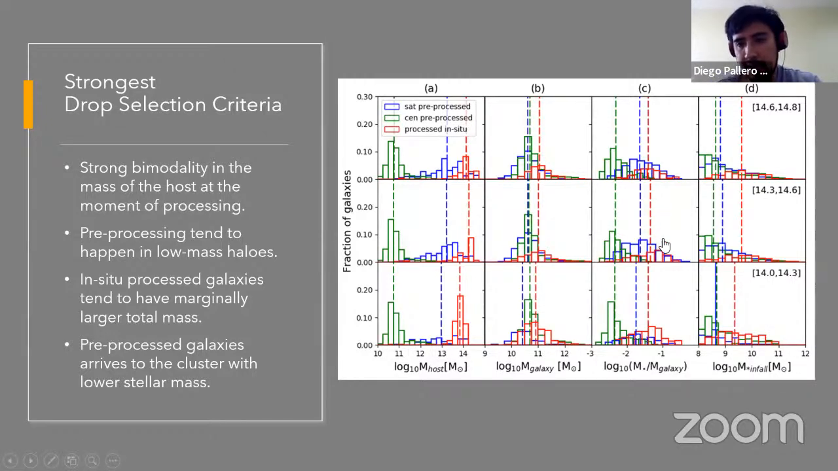What is interesting is that the stellar mass of the galaxy at the time of infall is really different between those that suffer the strongest drop within the cluster and those that suffer the strongest drop outside the cluster, regardless of whether they are satellites or centrals. So apparently more stellar-dominated galaxies usually suffer these strong drops in star formation, or are processed, within the cluster we are studying, contrary to those that are less baryonic-matter dominated, which are more susceptible to sudden changes in star formation rate.